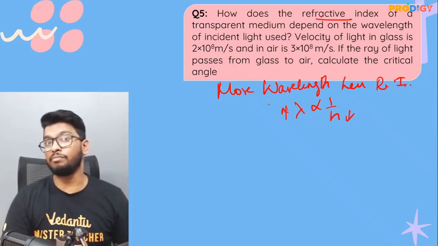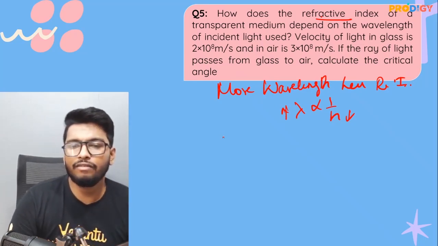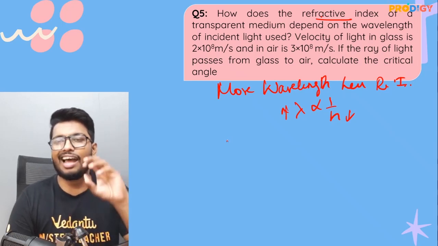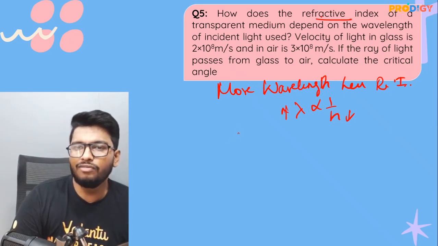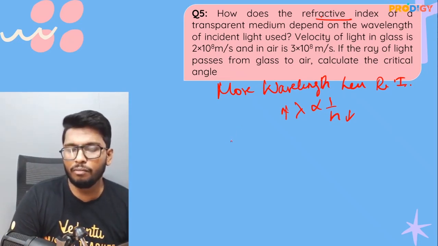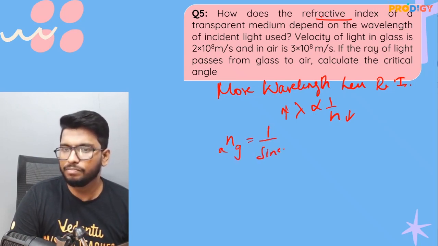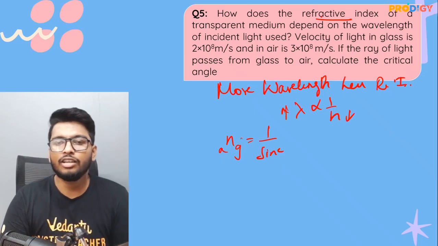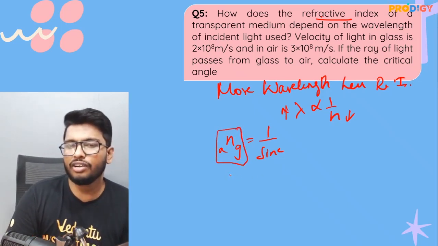Now to answer the second part of the question, you are asked to find out the critical angle. Now, first of all, guys, we know that critical angle is nothing but that angle of incidence for which angle of refraction is 90 degrees. If you remember the formula I told you, the refractive index of the medium with respect to air is 1 by sine C. So what you can do is first find out the refractive index. How will you find out the refractive index?